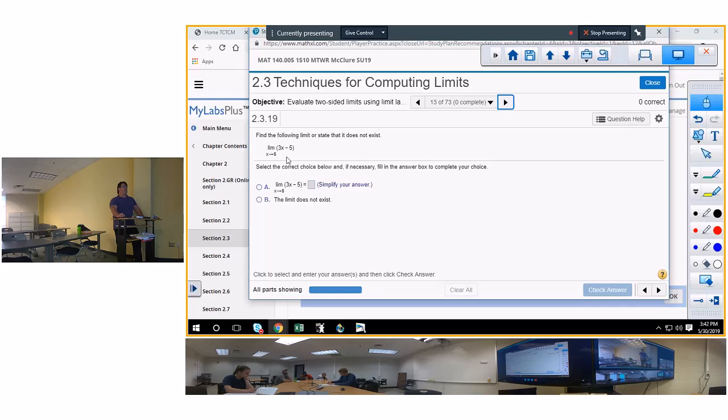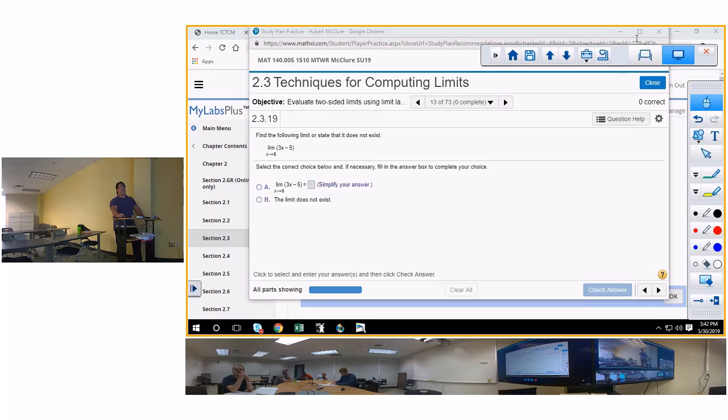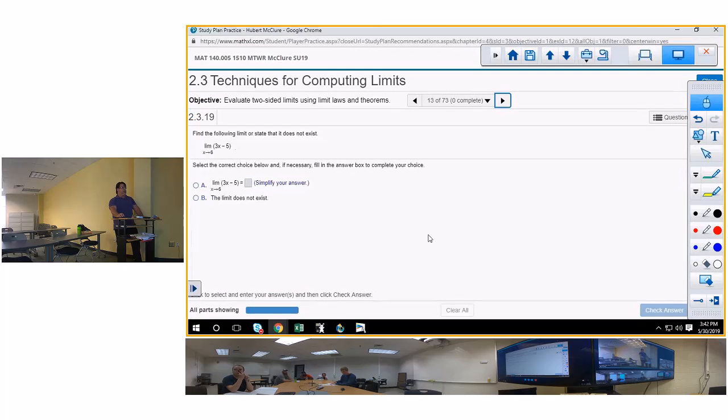That's a simple question. Just think. As x approaches 6, what's 3 times 6? 18. 18 minus 5 is? 13. So you are approaching 13.